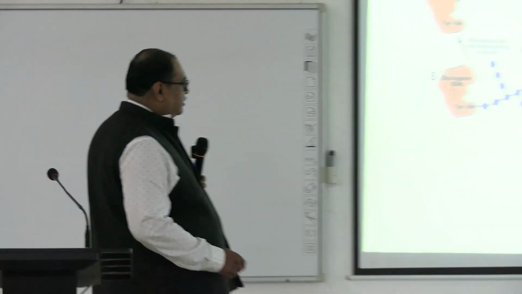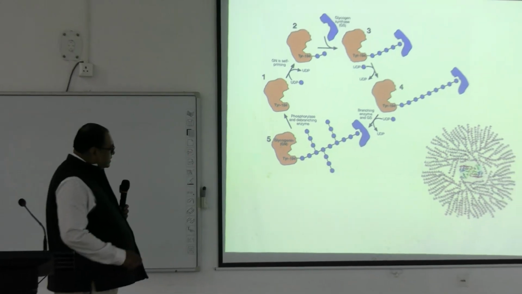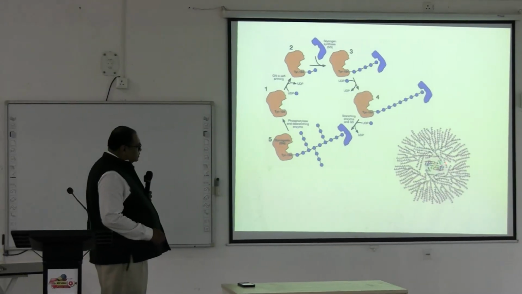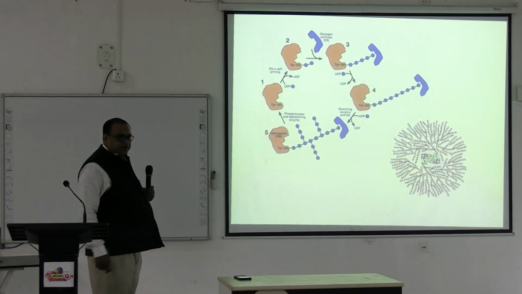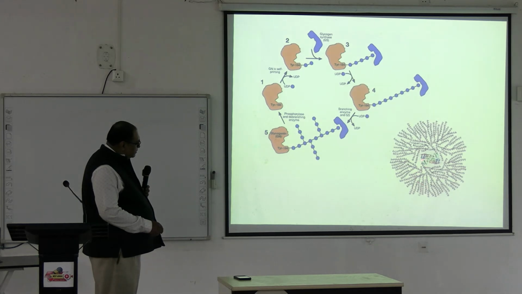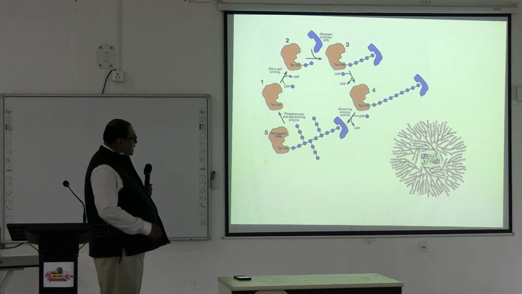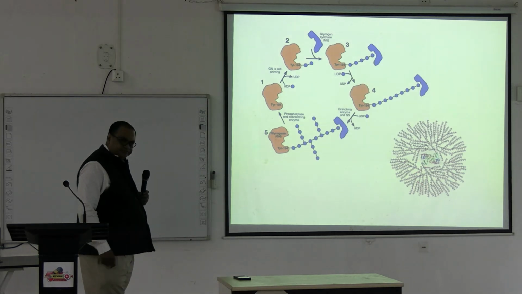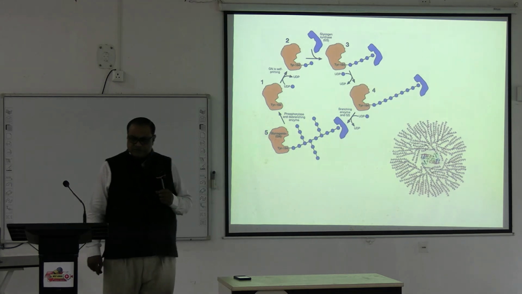This is how a mature glycogen molecule looks like. This particular molecule has 2 glycogen chains in the glycogen primer. This is one primer and this is another primer. See how densely branched they are. How densely branched.